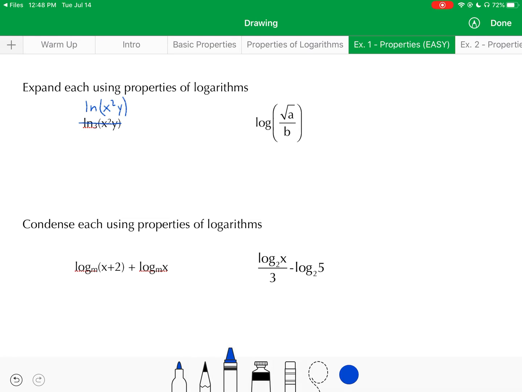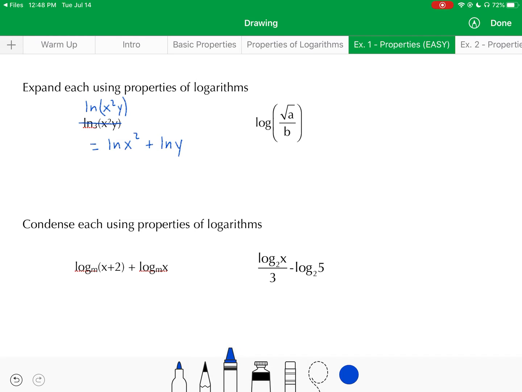There should be a 3 there, okay? So if we want to expand that, there's two properties that can be used here. I'm first going off the fact that x squared is multiplying y within this argument. So that means this can be broken up with the product property. I can think of this as the natural log of x squared added with the natural log of y.